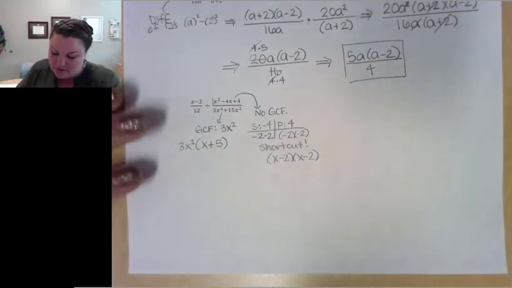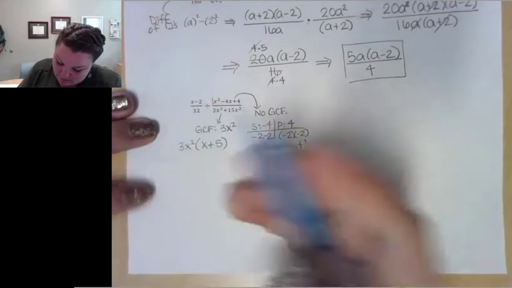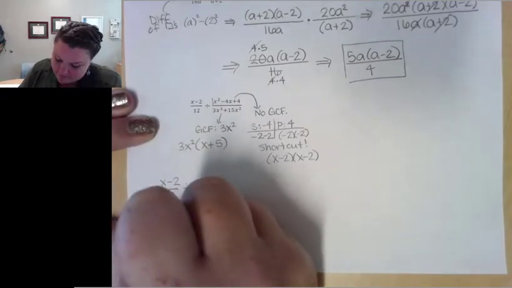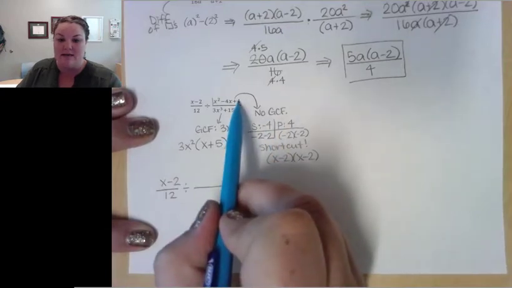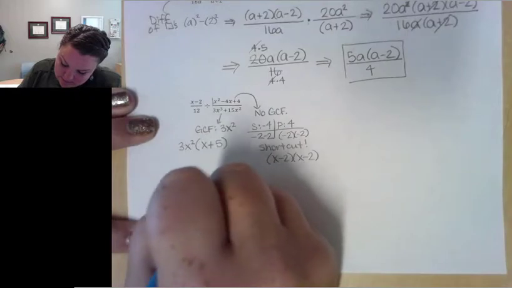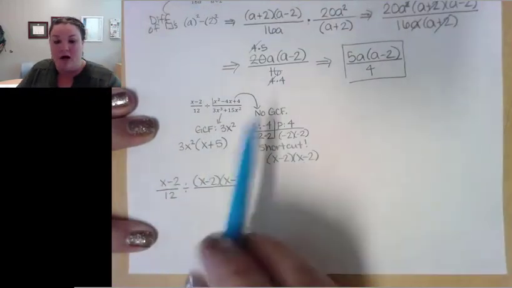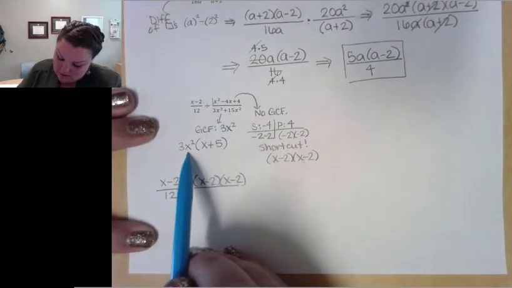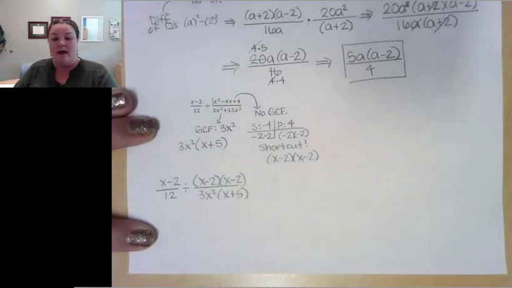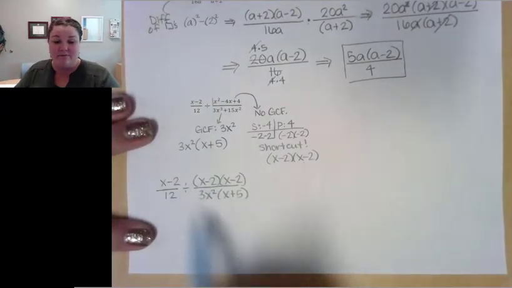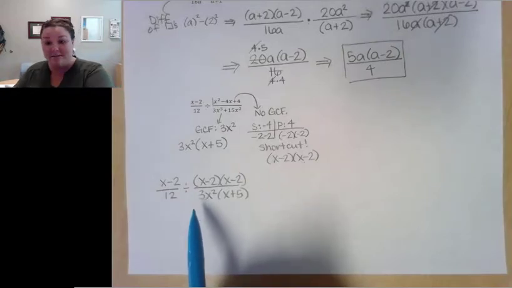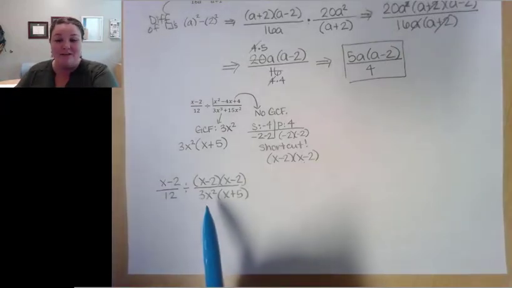Okay? So the first expression we didn't do anything with, right? X minus 2 over 12 divided by, on top here, we know that this guy became x minus 2 times x minus 2. And then the bottom of the second expression became 3x squared times x plus 5. Okay, so now we have our division and everything's fully factored, but we cannot reduce, right? We have to be in a multiplicative state, okay, before we can do any reducing.